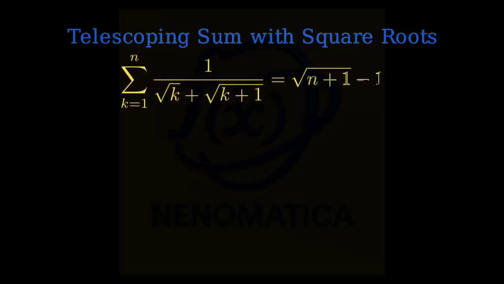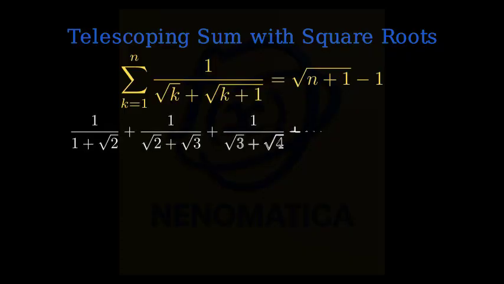In this video, we will prove a beautiful telescoping identity with square roots. For any natural number n, the sum from k equals 1 to n of 1 over the quantity square root of k plus square root of k plus 1 equals square root of n plus 1 minus 1. Let's expand the first few terms to see the structure.